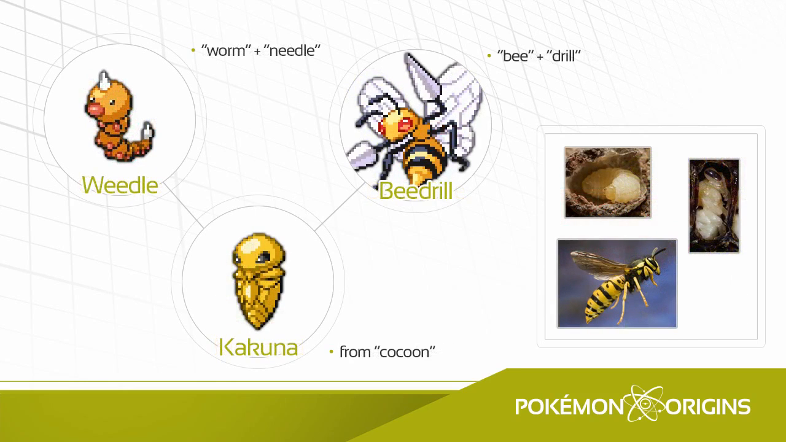Of course we have Weedle, Kakuna and Beedrill. Weedle is a combination of a worm and a needle. Kakuna comes from cocoon, and then Beedrill is a combination of bee and drill. In terms of the basis, of course Weedle is based on a larva for bees or wasps. Very simple there. Kakuna is based on sort of what they grow into before they become actual wasps, and of course Beedrill likely based on wasps, even though the name indicates bee, but that's where it links in there.